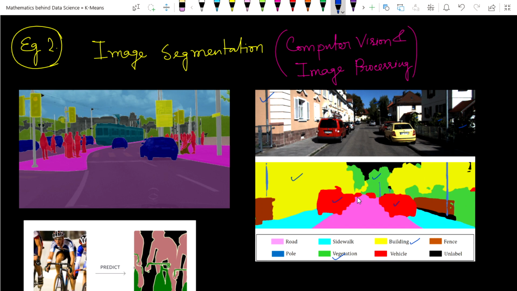Now let's look at the red color. By grouping simply with the red color, it shows us the vehicles. These are the vehicles. Then these things here, the sidewalk, are grouped using the blue color. This is the sidewalk. The portion showing the sky is the background of this picture, so they have used the black color. It is unlabeled data; they have not labeled it.